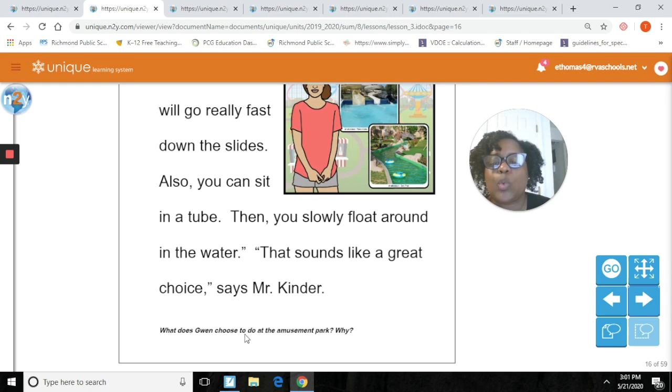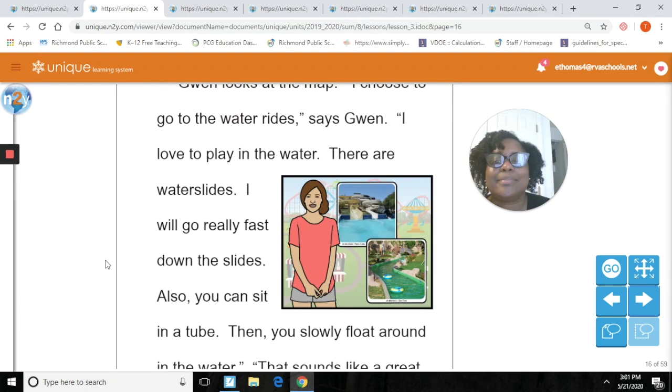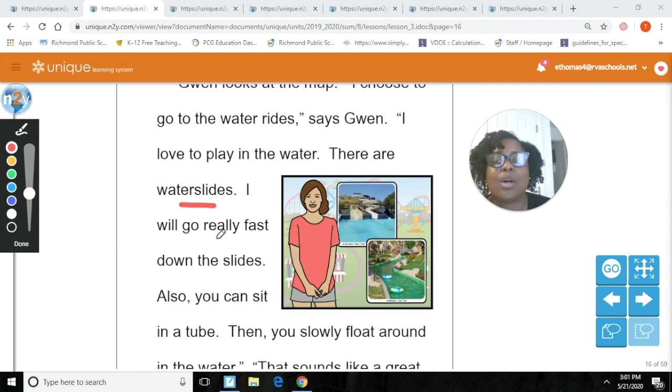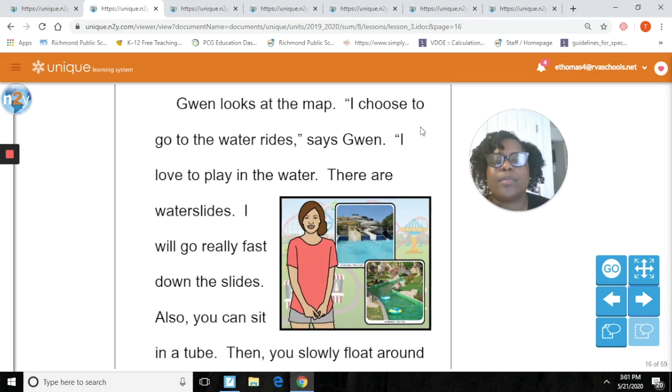Okay, so here's our focus question right here. It says, what does Gwen choose to do at the amusement park and why? All right, did you say she chose the water slide? Because it goes what? Really fast. This was her choice, okay? That was Gwen's choice. Let me move the page down. That was her choice. She chose the water slides, okay? And we have pictures here of the water slides, all right?